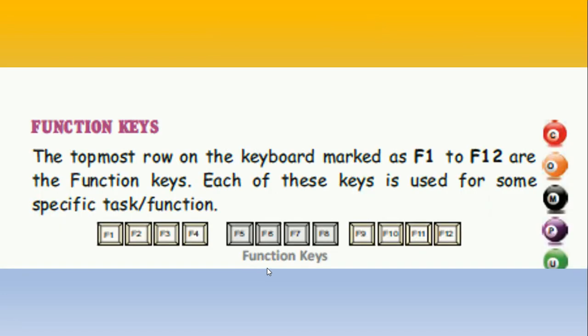Function keys. The topmost row on the keyboard marked as F1 to F12 are the function keys. Each of these keys is used for some specific task or function. You can see on the keyboard from F1 to F12 keys are there, and these are called function keys. When you go to higher classes, you will learn how to use these function keys.